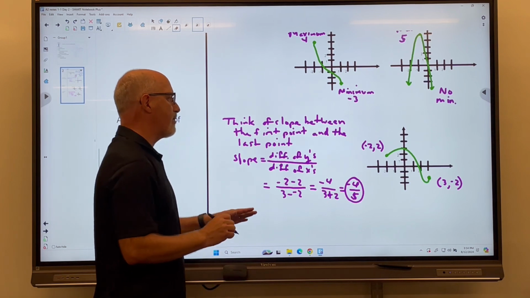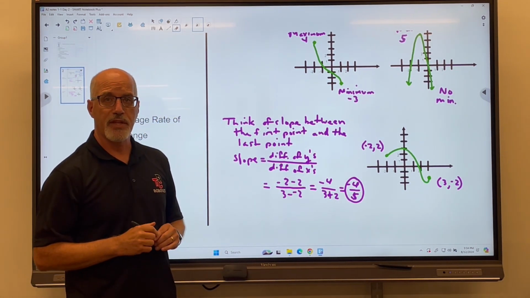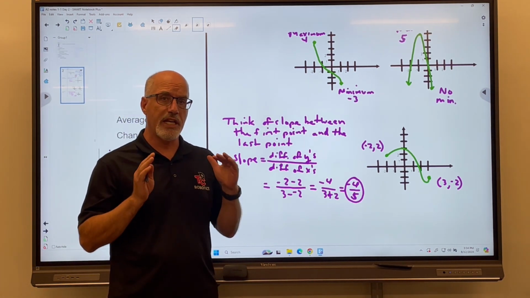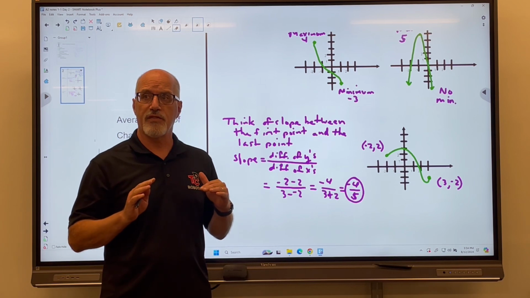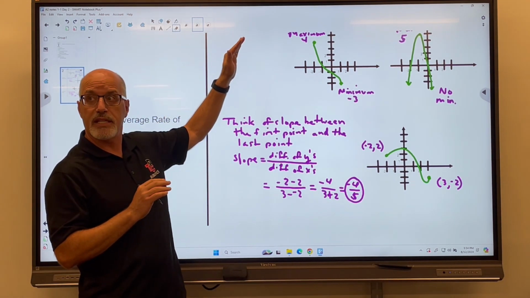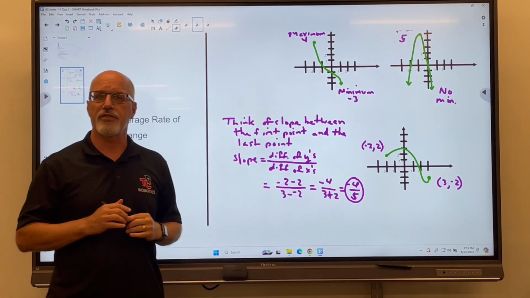So when you do average rate of change, take the first point, the last point, and find the slope between them. So we now have some new terminology. We reviewed domain and range and the positive and negative intervals. We also have here our increasing and decreasing, our minimums, maximums, and what the average rate of change is.